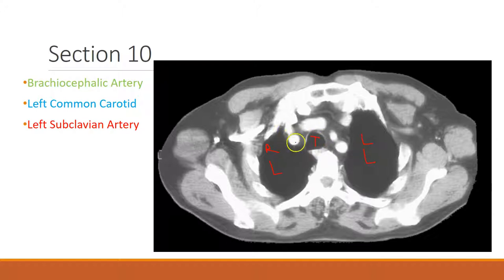And then these white vessels would be the 3 branches off of the aorta, or aortic arch. So we've got 1, 2, and 3. So let me highlight those. The first branch off the aortic arch is the brachiocephalic artery. The second branch off the aortic arch, as you know, is the left common carotid. And the third branch off the aortic arch is the left subclavian artery.